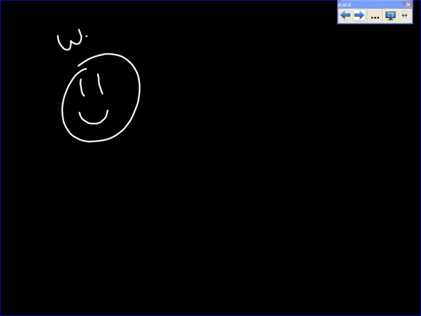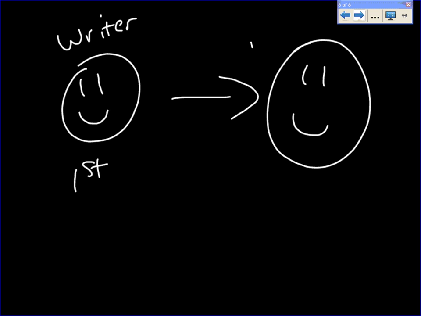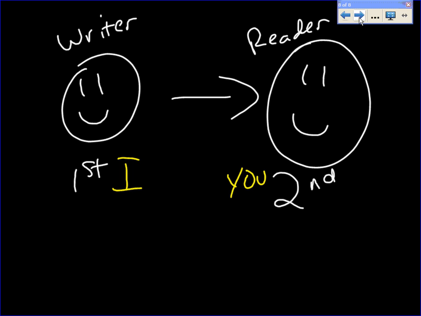If you ever wondered why they're called first, second, and third, because we have this person over here, and this person's called the writer, and they're the first person, they start the whole thing, and then we've got this person over here, and this person is called the reader, and they are the second person involved. When he is talking about himself, he uses the word I. When he is talking about this person, he uses the word you. If he is not talking about himself or the reader, he uses he, she, or it, and he's talking about a third person. That's first, second, third person.